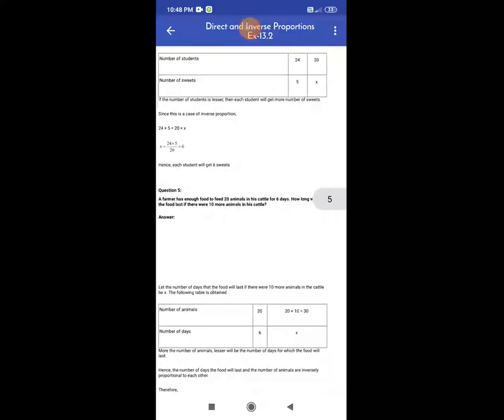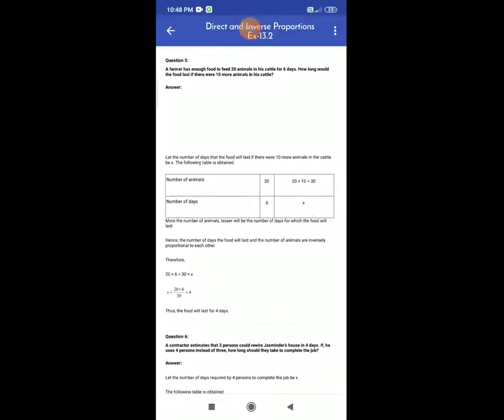One more question, question number 5, is on your screen. A farmer has enough food to feed 20 animals in his cattle for 6 days. How long would the food last if there were 10 more animals in this cattle? Let the number of days that the food will last if there were 10 more animals in the cattle be x. The following table is obtained. Number of animals: 20 and 20 plus 10, which is equal to 30, respectively. Number of days: 6 and x respectively.